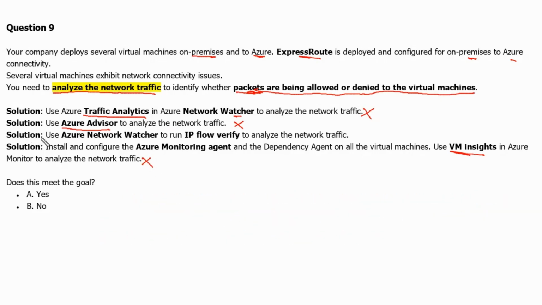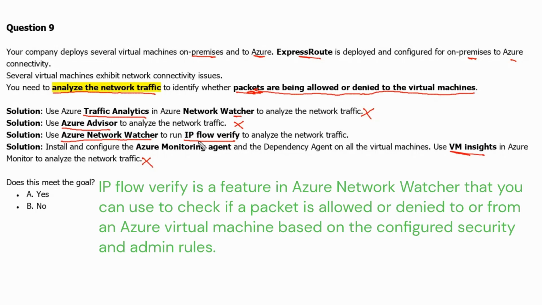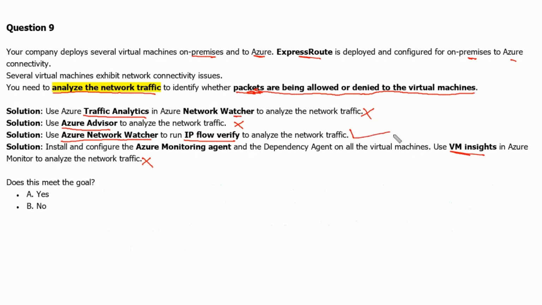Now we are left with the solution, which is use Azure Network Watcher to run IP Flow Verify to analyze network traffic. Under the Azure Network Watcher, we have one tool called IP Flow Verify. IP Flow Verify is a feature in Azure Network Watcher that you can use to check if a packet is allowed or denied to or from an Azure virtual machine based on the configured security and admin rules. Therefore, this is the correct answer for us.